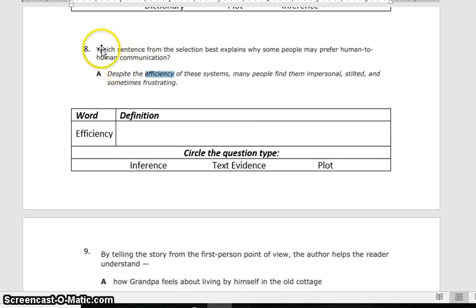Number 8. Which sentence from the selection best explains why some people may prefer human to human communication? A. Despite the efficiency of these systems, many people find them impersonal, stilted, and sometimes frustrating. What does the word efficiency mean? And what type of question is that? Is that an inference, text evidence, or a plot question?